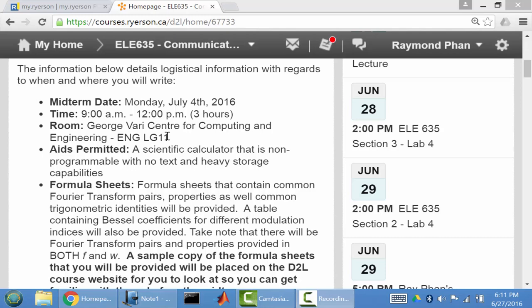So there's going to be 3 hours. Just a calculator, a standard scientific calculator with no graphing capabilities or anything with heavy memory or storage, right? In terms of formula sheets, those will be provided to you.